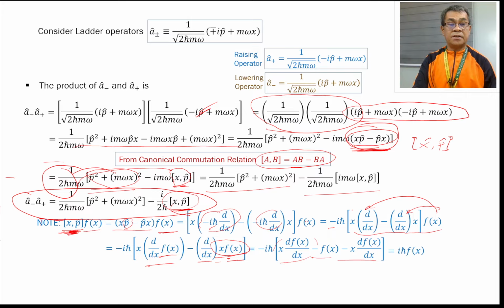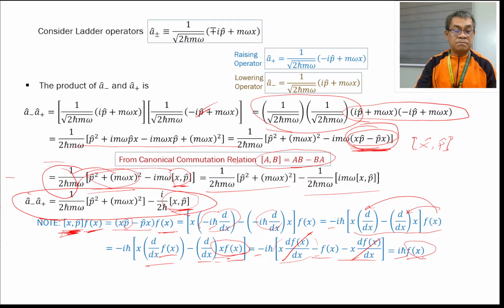Okay, then take note that we can cancel this because they are exactly equal to each other. And we have this negative, and this negative becomes plus. What does it mean? That the commutation of a function of the position and momentum of any function is just equal to i ħ times the same function.